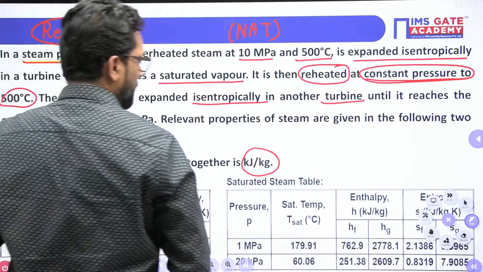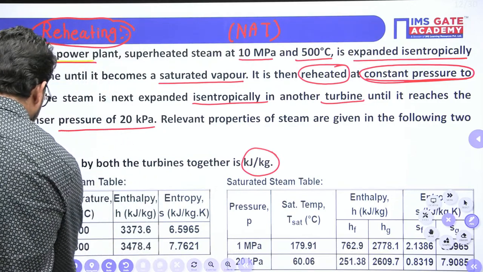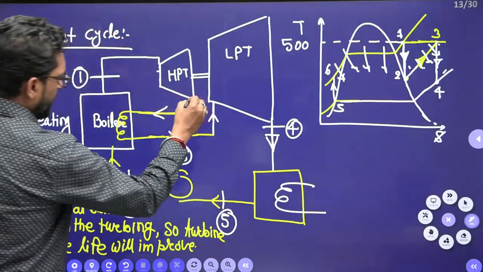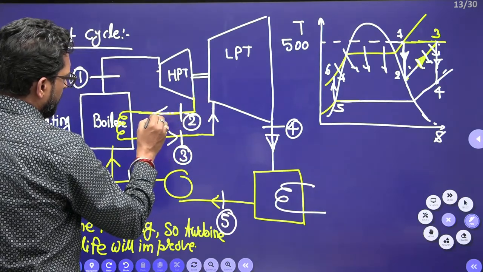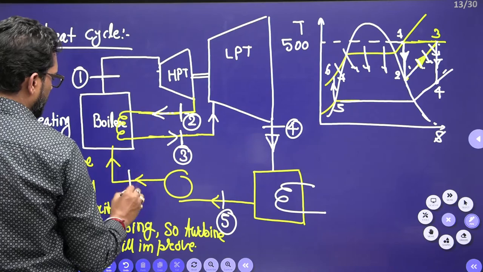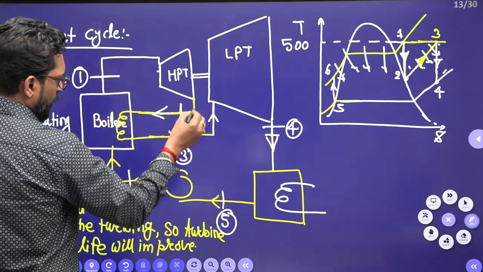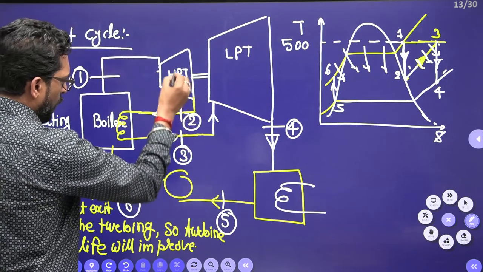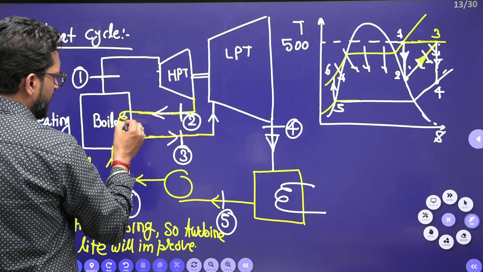Why? Because, beta, reheating is done. See this. It will expand to the low temperature, but at what pressure? 6 to 1 is the boiler pressure, but the fluid coming from the high pressure turbine must be at a reduced pressure, an expansion pressure.